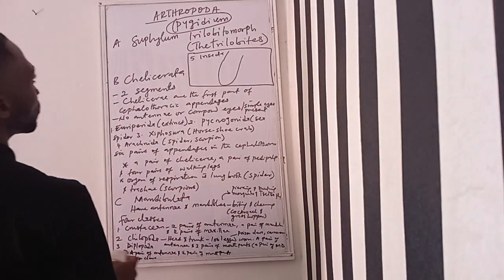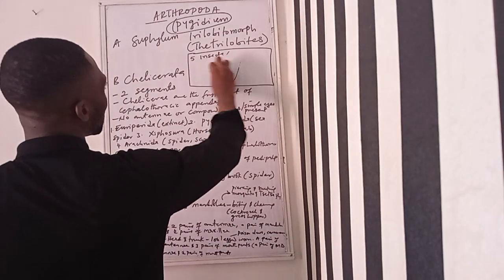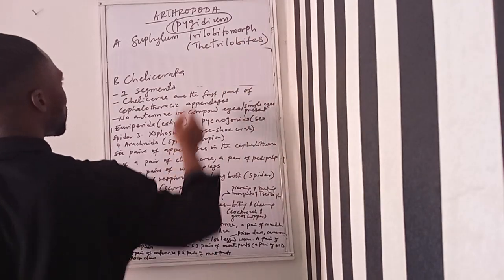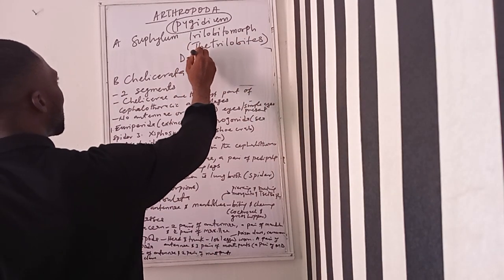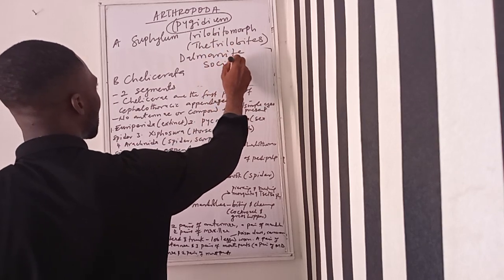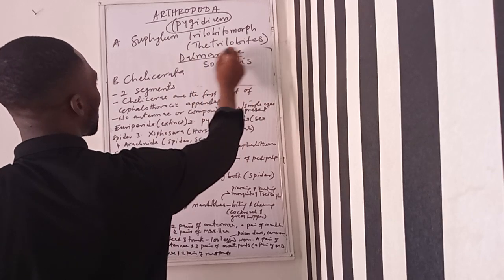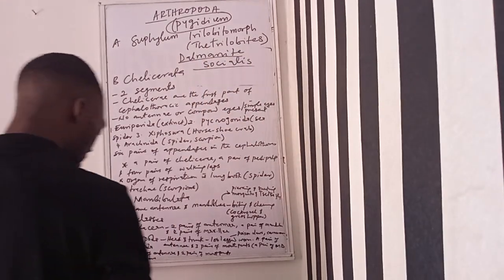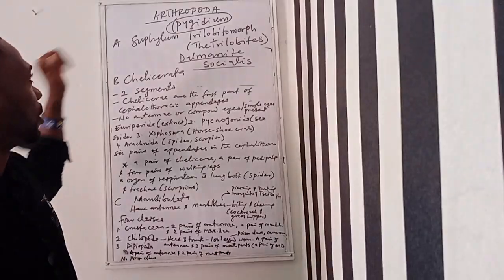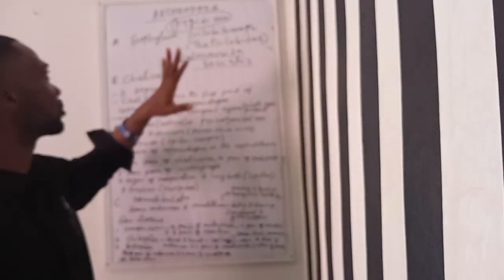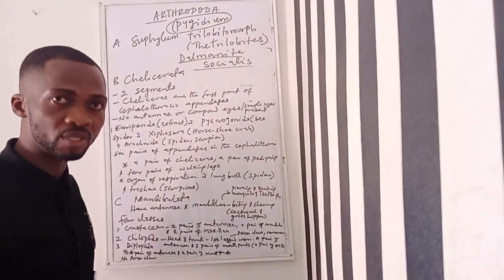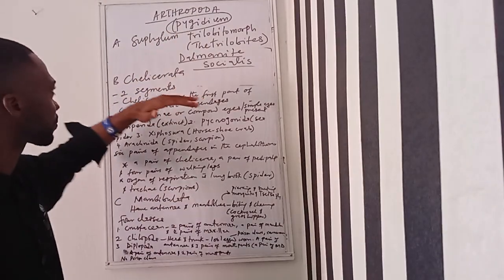An example of members of this group is Dalmanites socialis. That is the few things we just want to talk about under the first subphylum, which is the Trilobitomorpha.